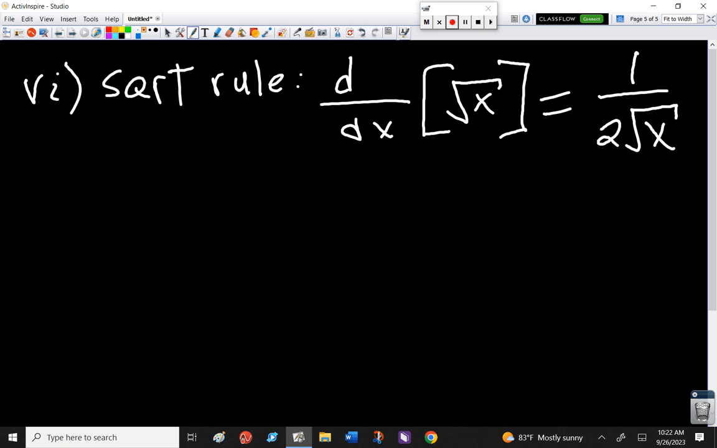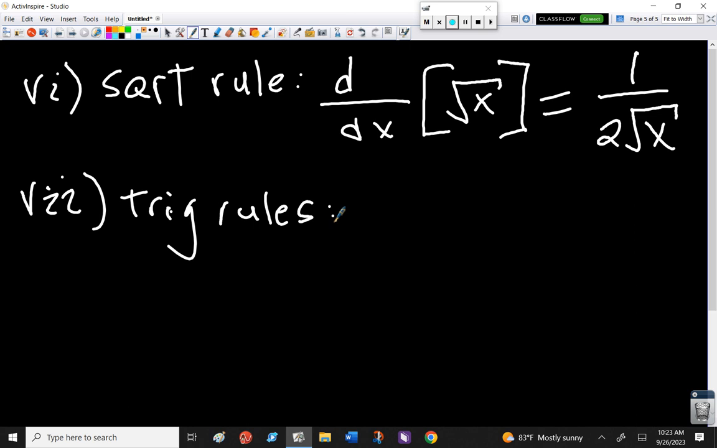Once again, the derivative of square root of x is going to be 1 over 2 square root of x. That's just the rule. Memorize it, know it, internalize it. Okay? Now, rule 7. Rule 7 is trig derivatives. And in trig derivatives, I'm actually going to give you 3 derivatives today, and I'm going to give you the rest of them in the next chapter.